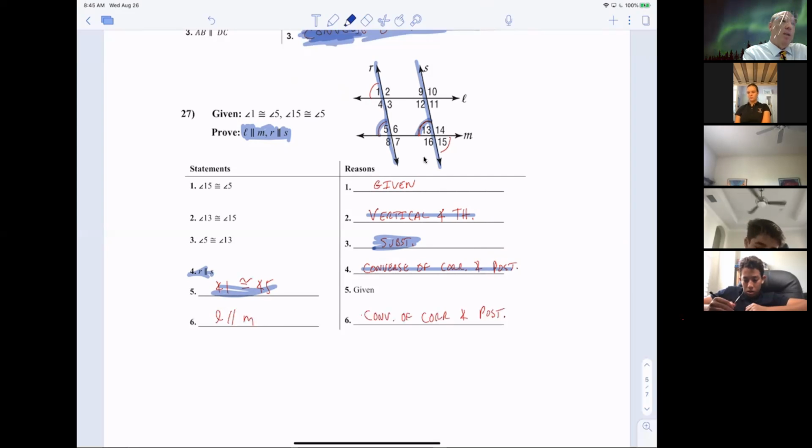If corresponding angles are congruent, then the lines are parallel. That's what that says. You with me on that? If alternate interior angles are congruent, then the lines are parallel. If alternate exterior angles are congruent, the lines are parallel. If consecutive interior angles are supplementary, the lines are parallel. Those are all the rules that you should know. Yes, ma'am.